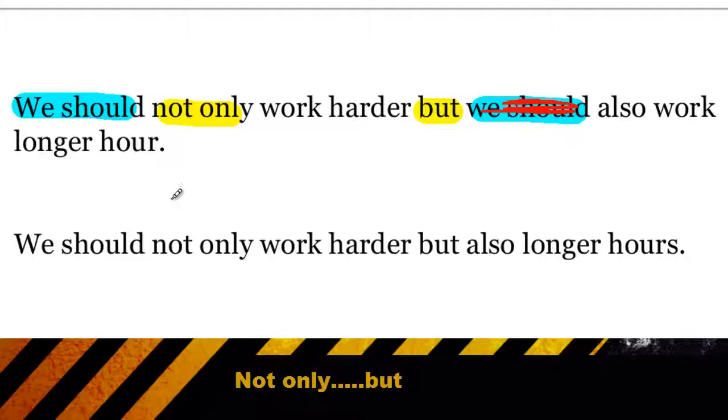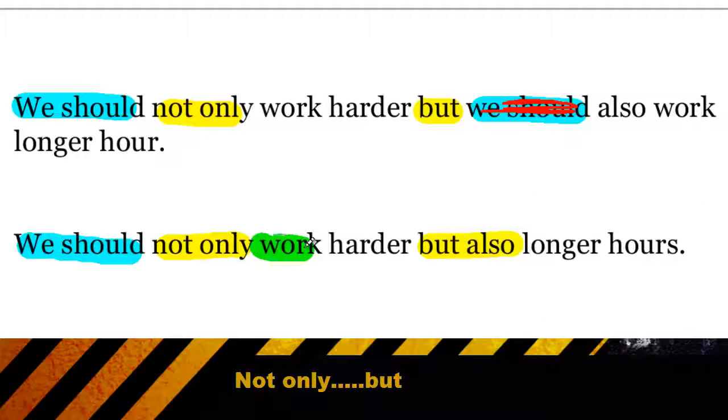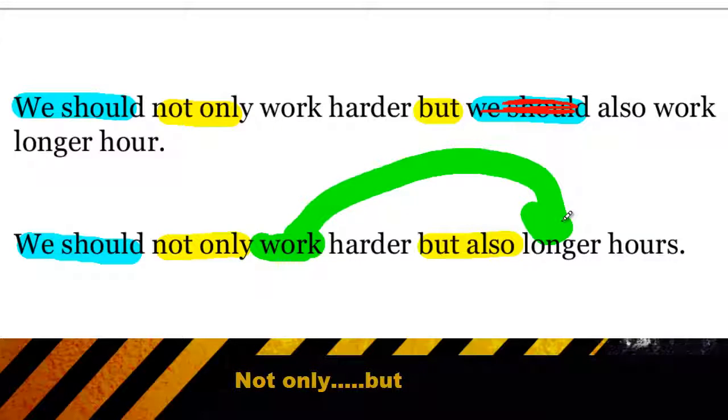The second sentence has the exact opposite problem. It's too short. We have the phrase not only, and but also. The "we should" comes before the not only, so correctly it's missing from the portion after the but also. However, the "work" comes after the not only, so we would have to repeat the "work" after the but also. So: "we should not only work harder, but also work longer."